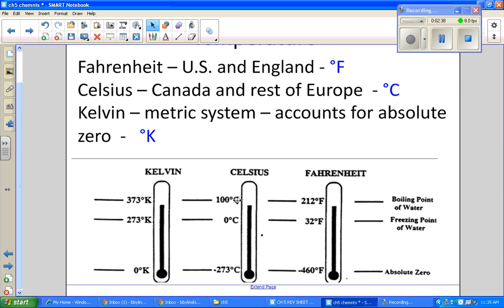If you look on the screen, this is not in your notes, just in my slide here, you see Kelvin versus Celsius versus Fahrenheit. Just check out the boiling point at the top. You see 212 for Fahrenheit, 100 for Celsius, and 373 for Kelvin. So why is it so much higher?